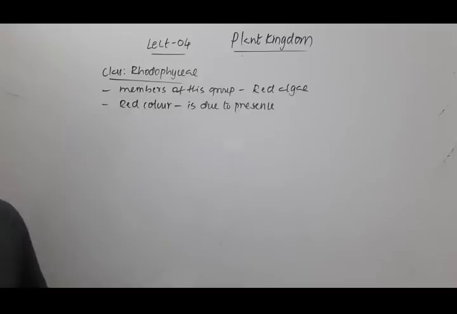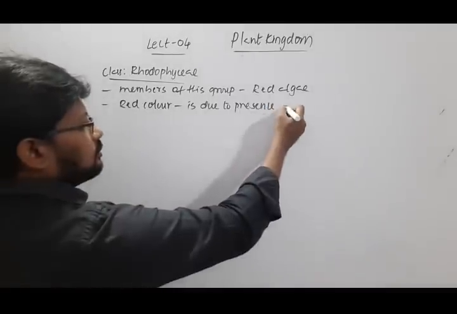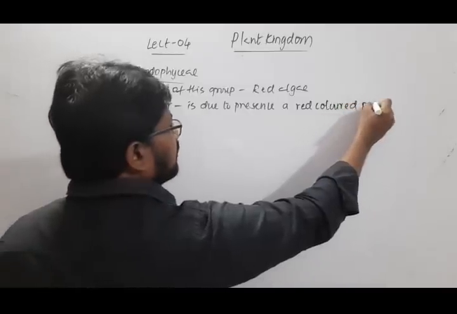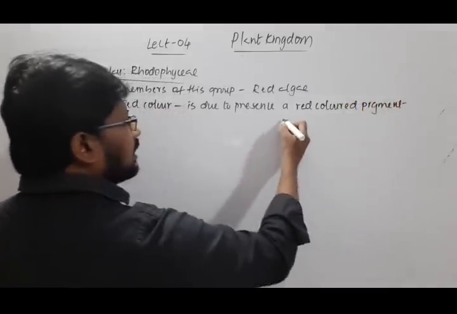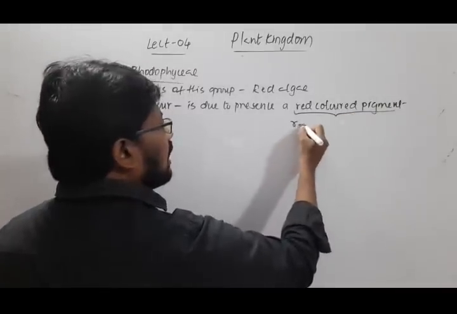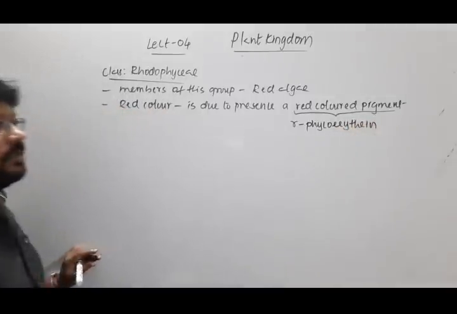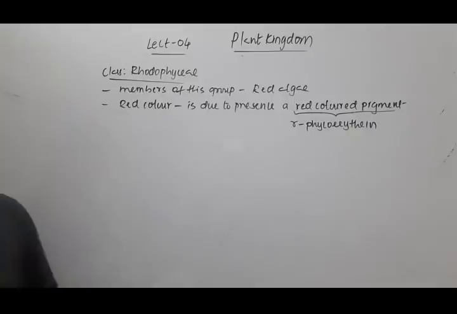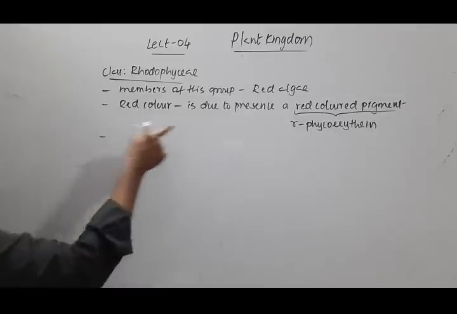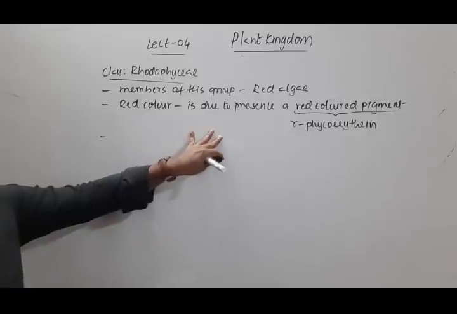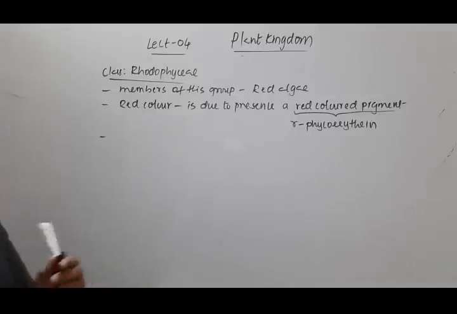Here the pigment present is a red colored pigment, and that red colored pigment is called R-phycoerythrin. Of course, because of that R-phycoerythrin, members of this group appear almost red in color.